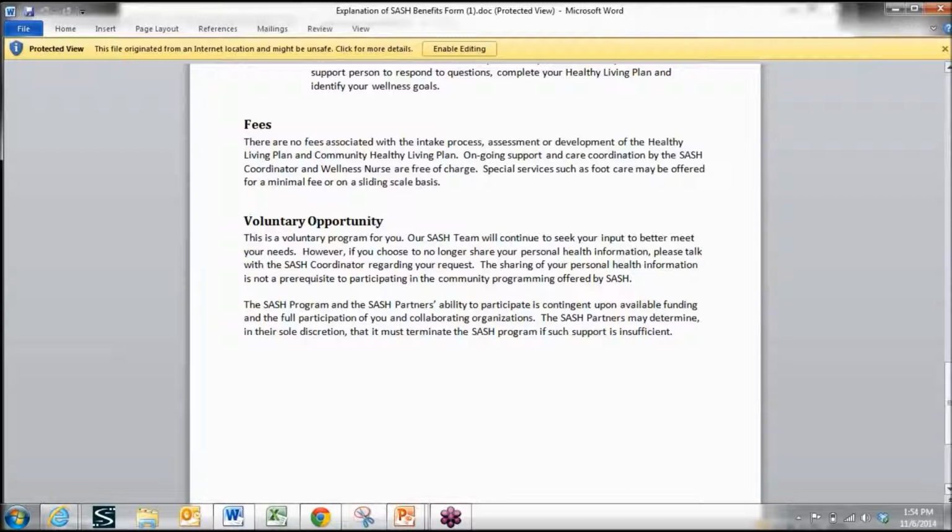So that, of course, the program's continuation is contingent upon this funding continuing. So if for any reason the funding stops, then we would have to stop providing the program. So it's just making sure they understand that. All right, and again, this is not a form that your participants need to sign, but it's what you want to go through with them from the beginning, because it really lays out what's next.